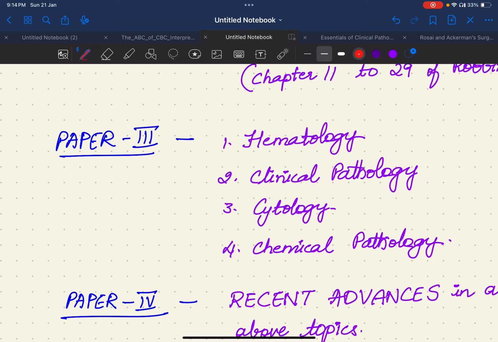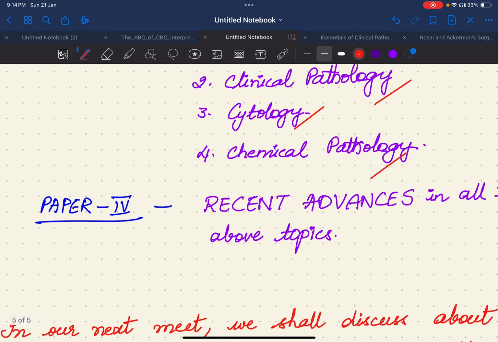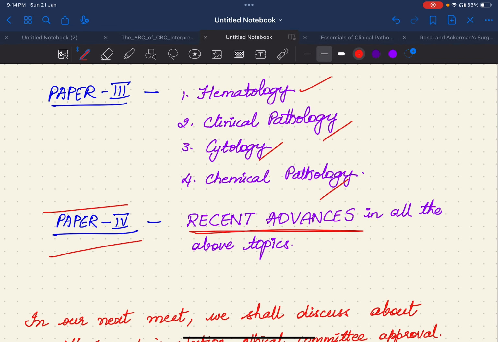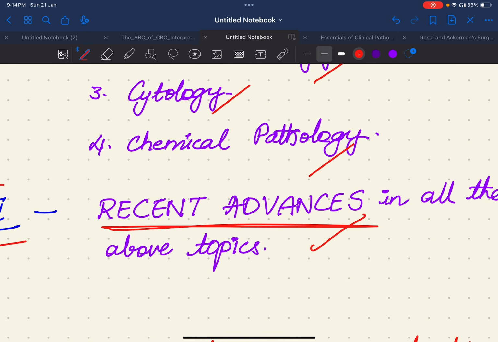Paper 3 has much to do with laboratory medicine, that is hematology, clinical pathology, cytology, and chemical pathology. The books for this I have discussed in my earlier video. You can refer to that. And paper 4 deals with recent advances, that is recent advances in all the above topics. In papers 1, 2, and 3, whatever recent advances have been made till now are covered in paper 4.